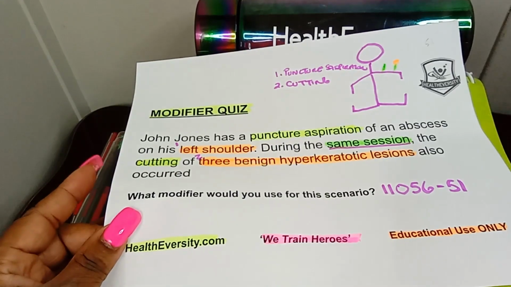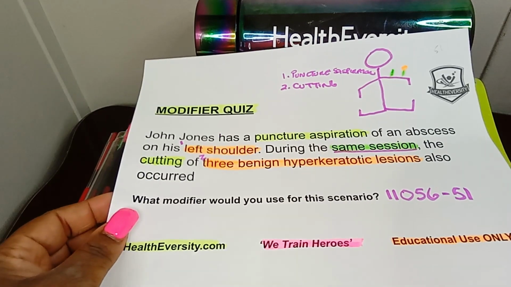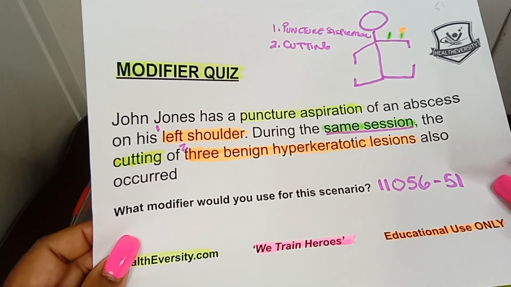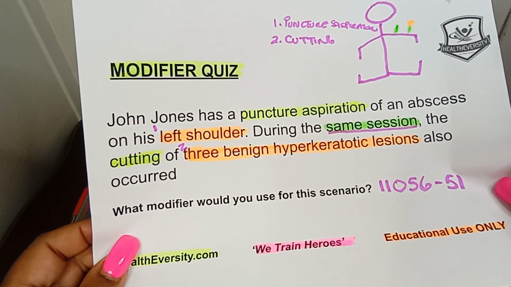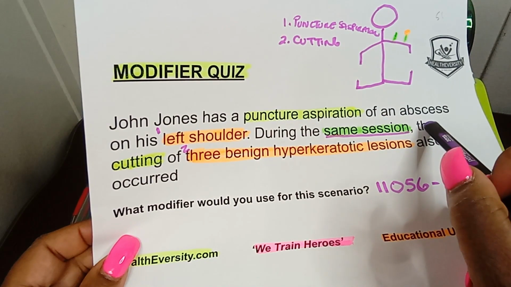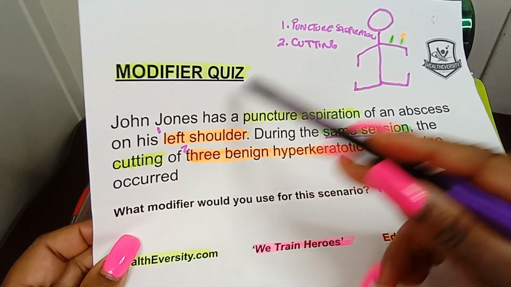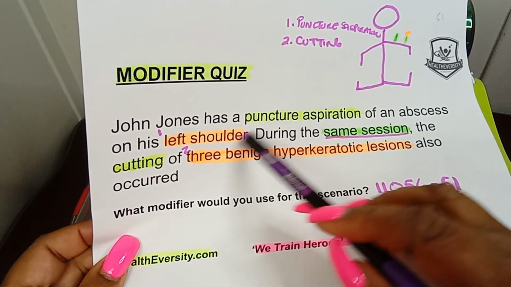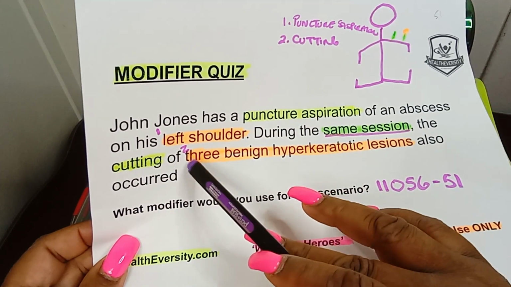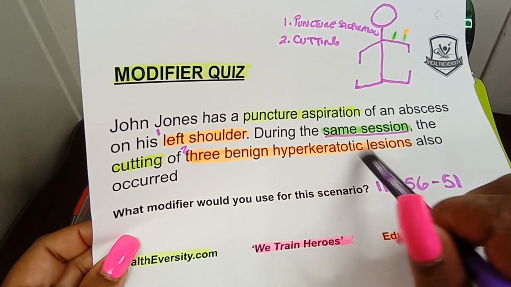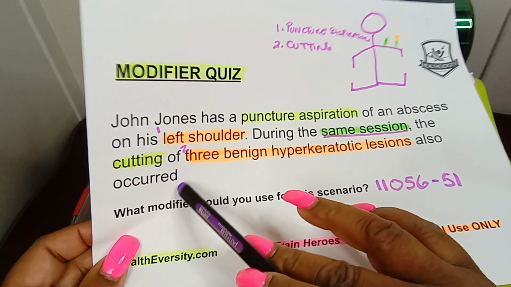All right, let's look at this example. Look at my guy again. Okay, so now let's look at this question. John Jones has a puncture aspiration of an abscess on his left shoulder. During the same session, the cutting of three benign hyperkeratotic lesions also occurred.